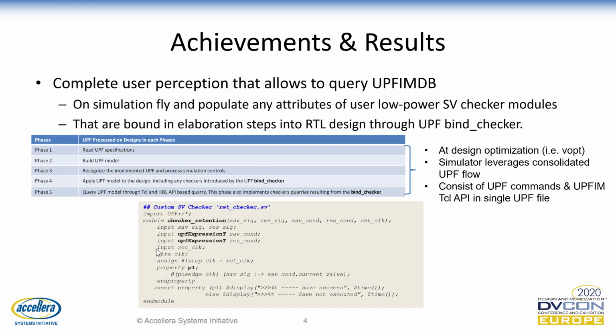The only difference is that the ports are assigned to UPF HDL native class ID functions. For example, UPF expression T, which is assigned to save condition or restore condition, and then you can use the save condition and restore condition to find the current value and fire the assertion on the execution of the clock.